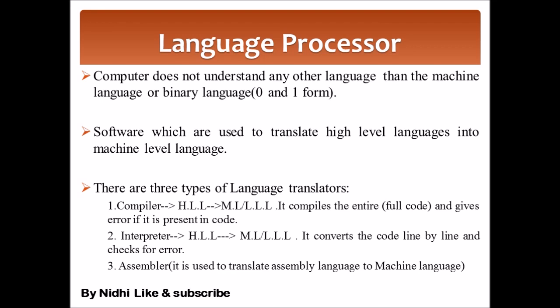Interpreter converts instructions line by line, and if an error is there, it will not proceed further. It will stop there only, and until you rectify the error, it will not move to the next line. Assembler is a type of translator that translates assembly language into machine language. Machine language has three names, that is machine language, low level language, or binary language. Okay, so this is all about language processors. Now see this video to get it more clear about the programming languages and language processors.